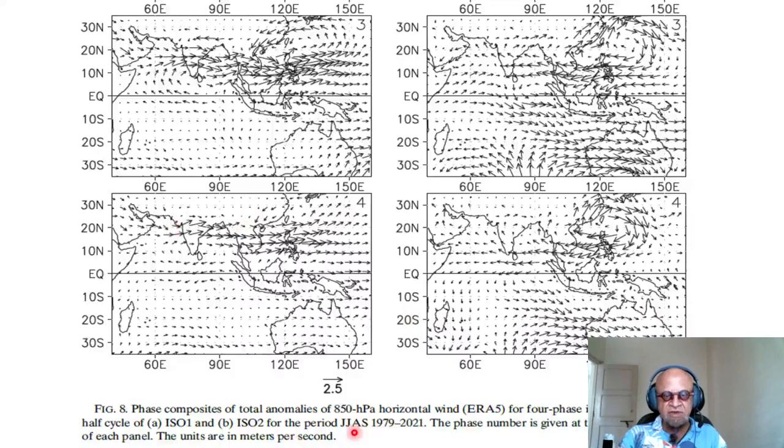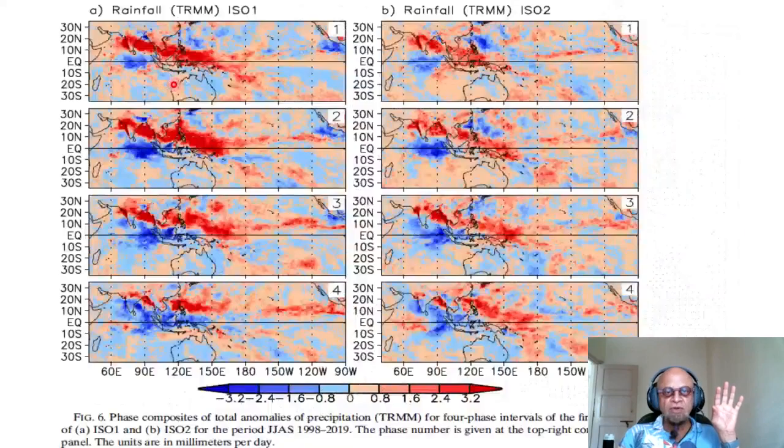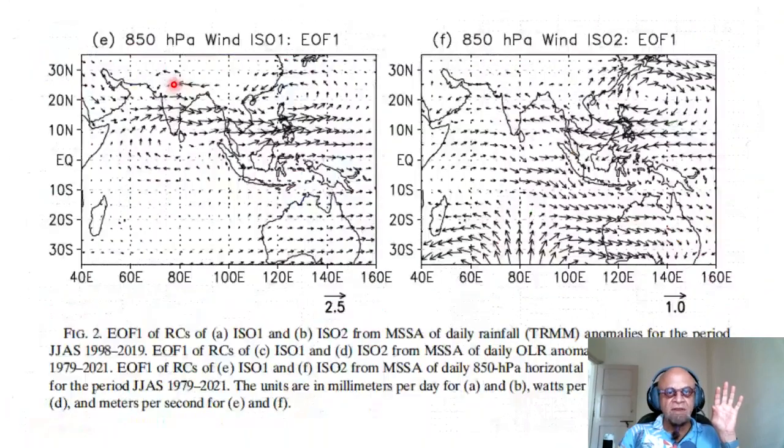This is phase composites of total anomalies of 850 hectopascal as opposed to ISO 1, ISO 2. So this is from ERA5 for 4 phase intervals of the first half cycle of ISO 1 and ISO 2. So you took total anomalies but project them onto ISO phases of 1 and 2. Okay, just tells you that there is a larger scale dynamics involved. So you are now focusing not only on this, but you did like you did before here. Okay, we also looked at these, but we didn't mention so much.